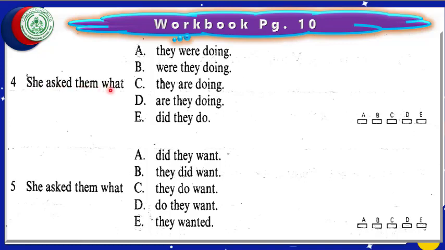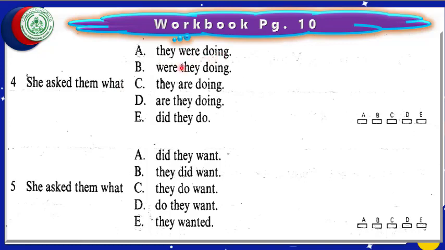She asked them what? She asked them what they were doing. She asked them what were they doing. She asked them what they are doing. She asked them what are they doing. She asked them what did they do. Dear students, she asked them what they were doing is the correct option.